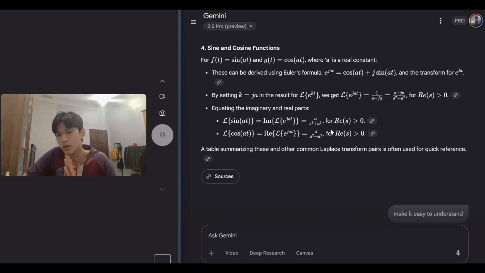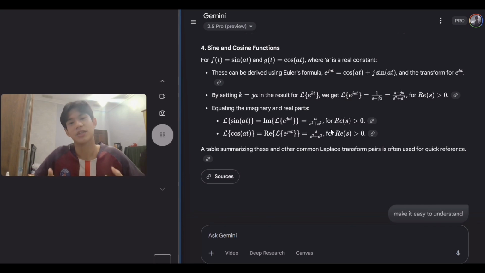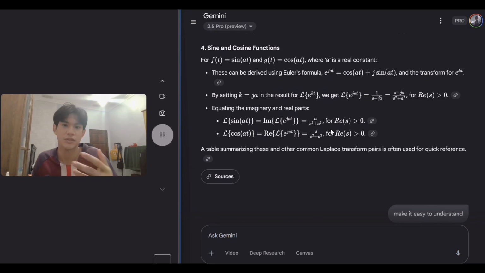Usually for transformation of simple functions, we already have a table provided because these simple functions are commonly found and have already been transformed many and many times, and so people have already formulated a table for quick reference when you want to transform a function. Yeah, and that's it from me.